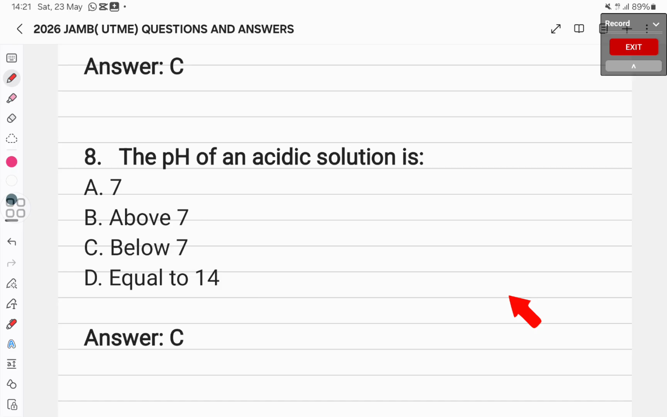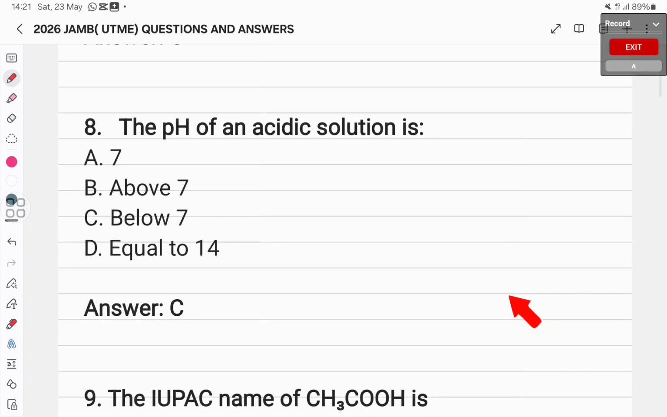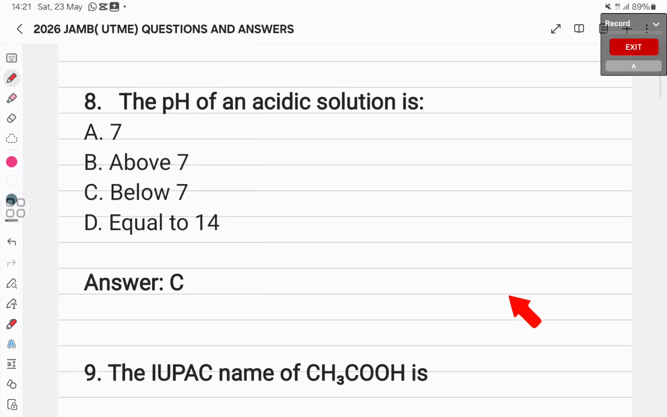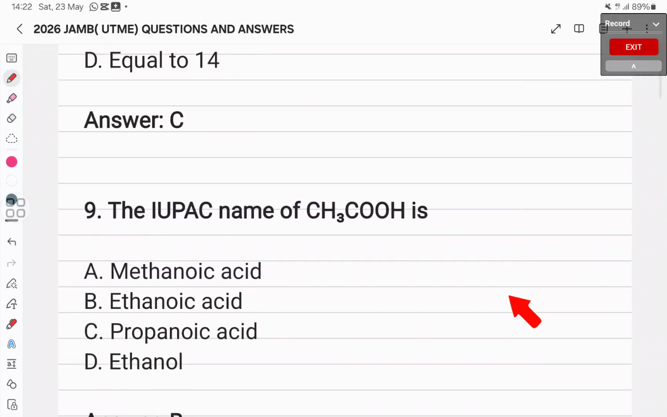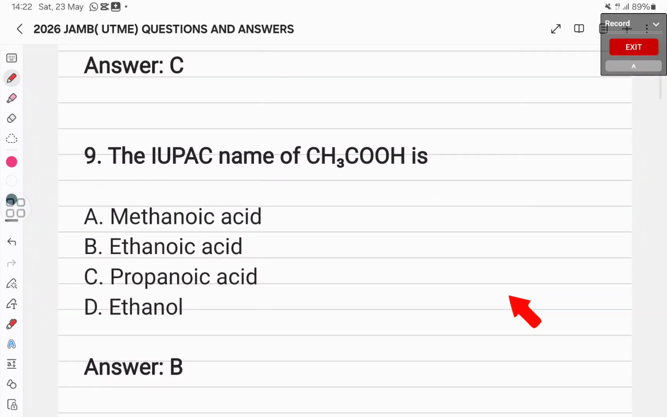So based on the 3 pH ranges, pH less than 7 is acidic. pH equal to 7 is neutral. pH greater than 7 is alkaline or basic. So for this question, the pH of an acidic solution is going to be below 7, less than 7. So the correct option is C. Let's go to question number 9.